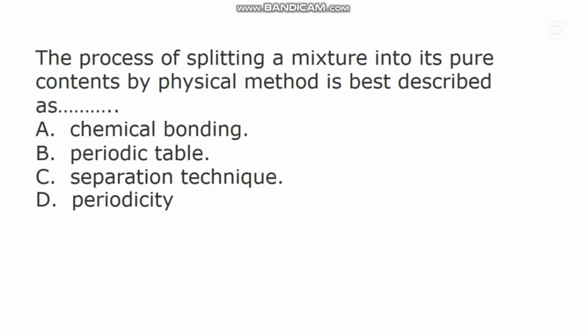The first question says, the process of splitting a mixture into its pure contents by physical method is best described as dash. A. Chemical bonding. B. Periodic table. C. Separation technique. D. Periodicity. In this question, the correct answer is C.